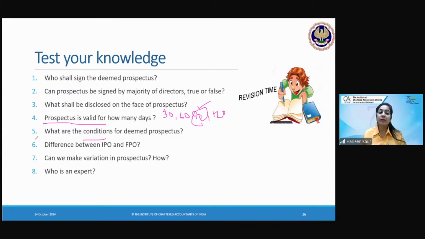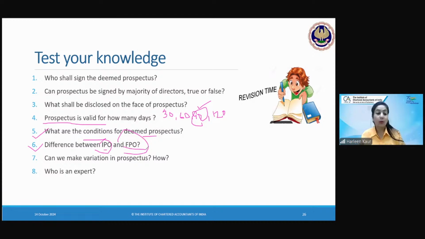What are the conditions for deemed prospectus? We have already discussed. If allotment does not happen within 6 months, or if the net consideration is not received, then it is a deemed prospectus. Now, sixth one is very interesting. What is the difference between IPO and FPO? Is there any difference, children? What happens at the time of IPO and what happens at the time of FPO?